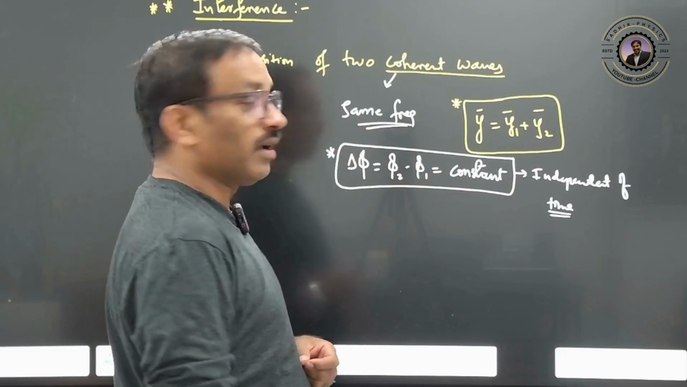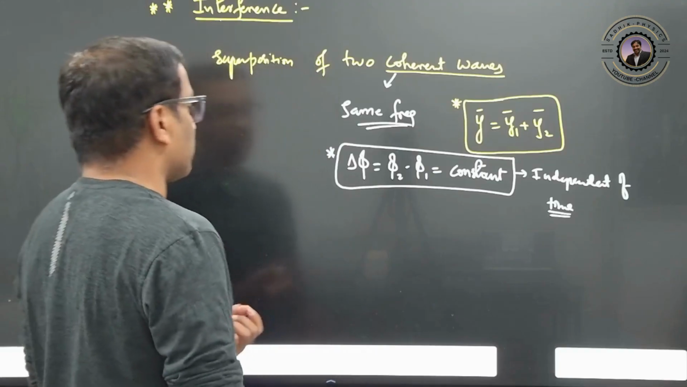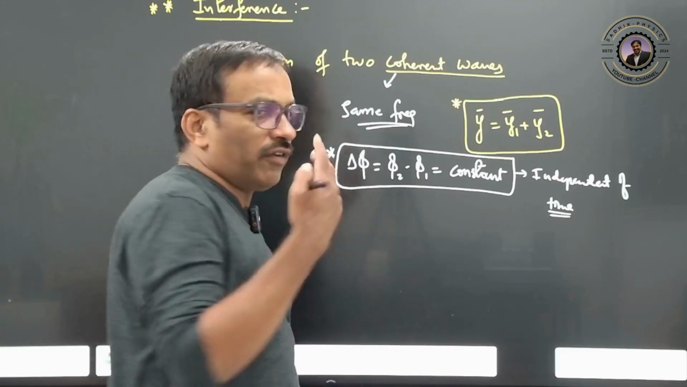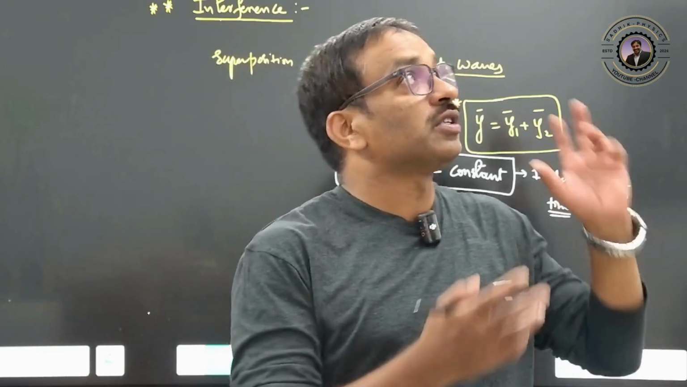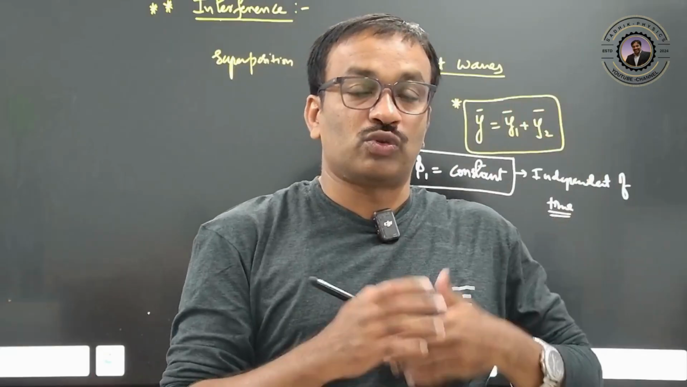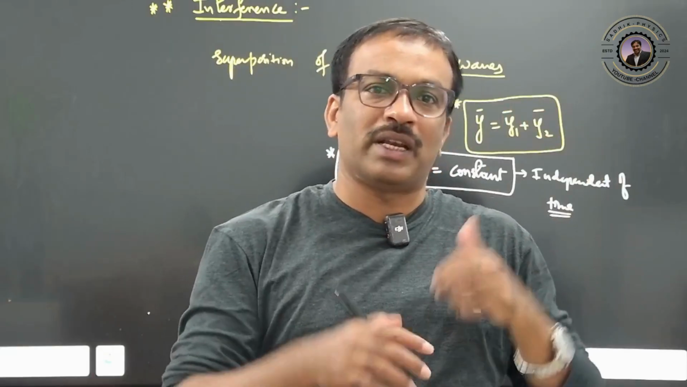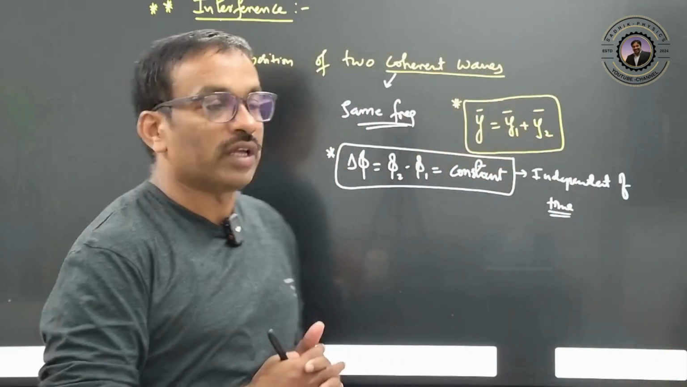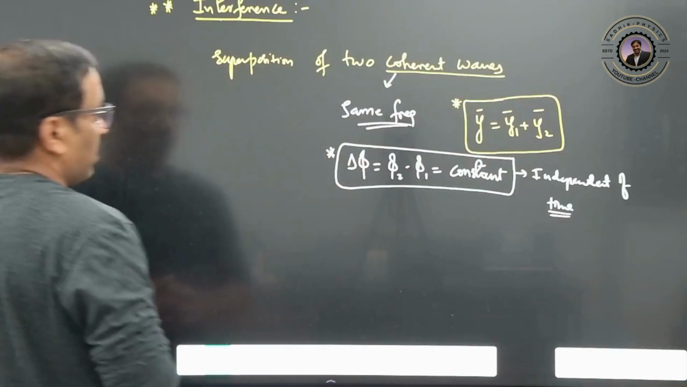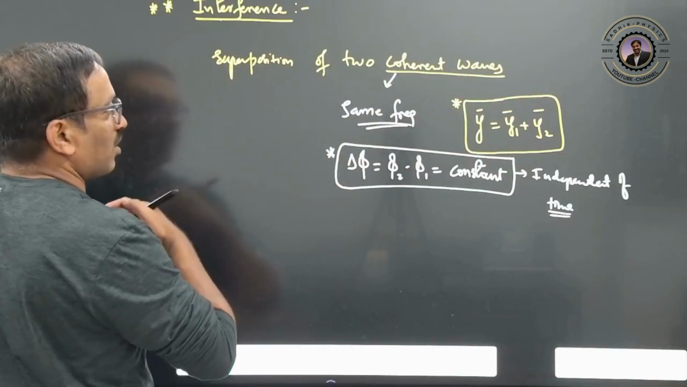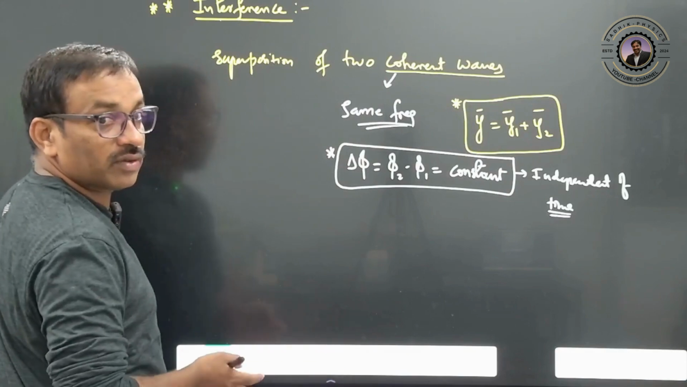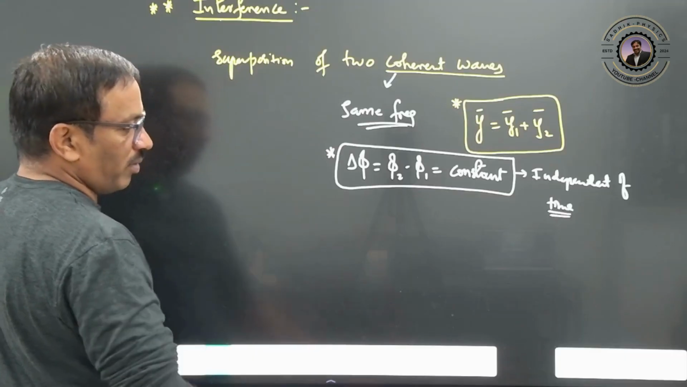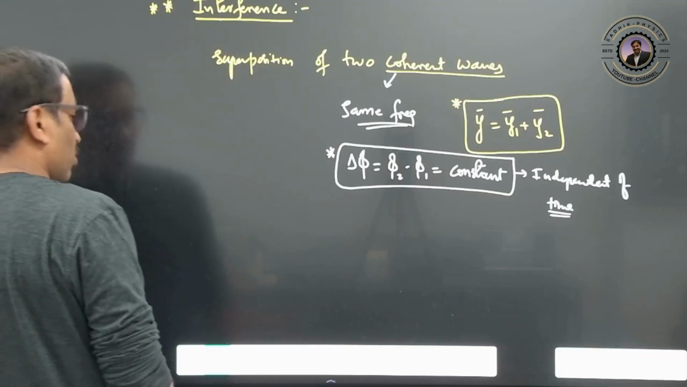Clear? So how can coherent waves be generated or developed? Suppose there are two different sources, two different bulbs. Even though they are from the same company and everything is the same, they will not give the same coherence. So two different sources are always non-coherent. Even if everything is the same, the lights coming from two different sources are incoherent.